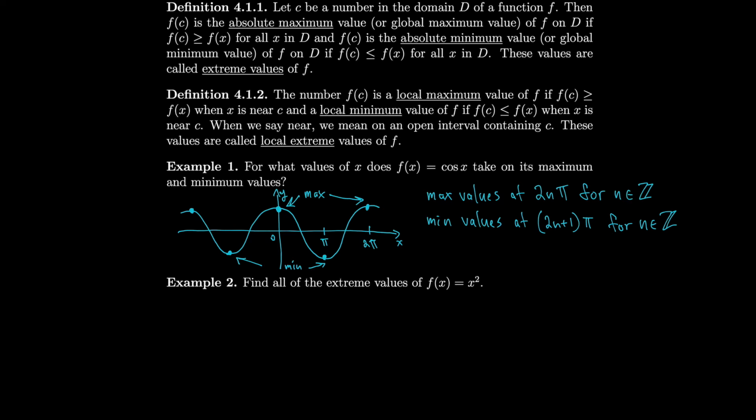Okay, let's find all of the extreme values of f of x equals x squared. Well, we want to know when x squared will be greater than or equal to 0, if f of x is greater than or equal to f of 0, right? Because f of x is x squared, and f of 0 is 0. So that means that f of 0 equals 0, by definition, is our absolute minimum, because f of x is always going to be bigger than it.